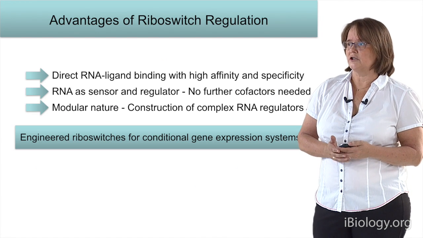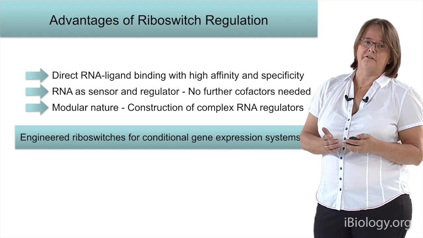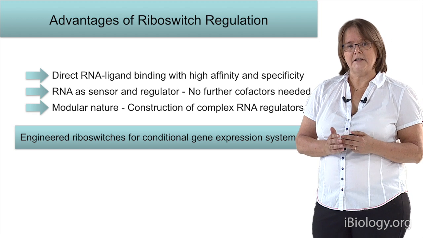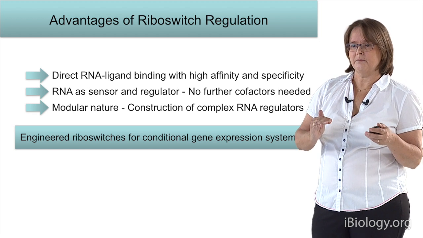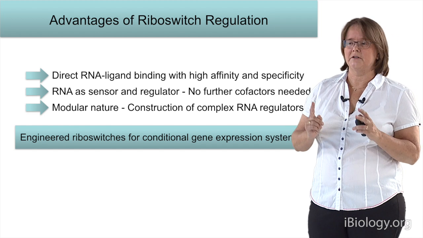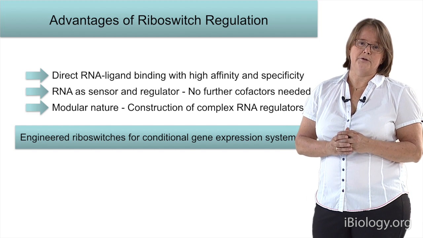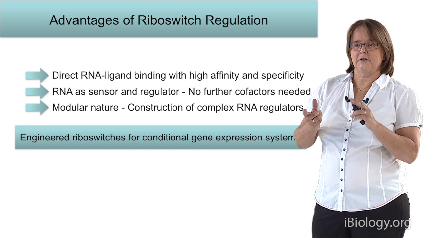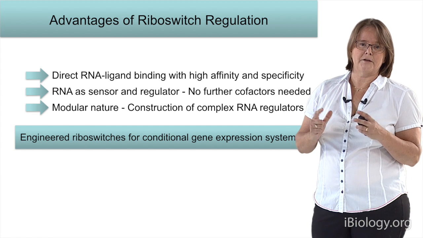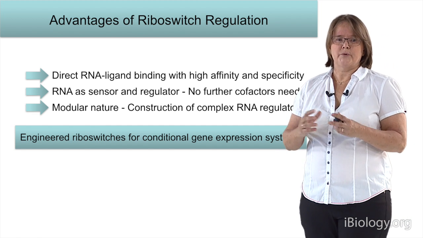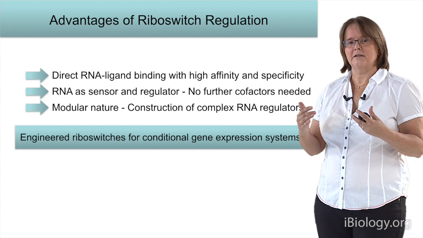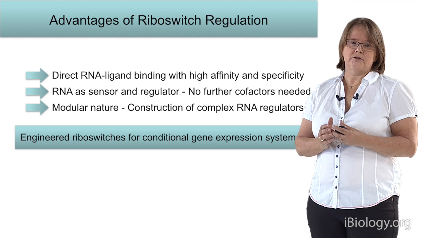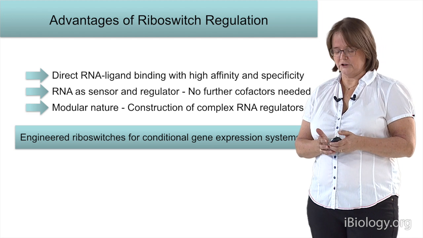There are several advantages of riboswitch control. We have a direct interaction between the ligand and the RNA with a very high affinity and specificity. And the RNA here is a sensor, but also the regulator. So we do not need further cofactors for regulation. Due to the molecular nature of RNA, you can construct even more complex RNA regulators. So this predestined this principal riboswitch mechanism for building up engineered riboswitches for the conditional control of gene expression.